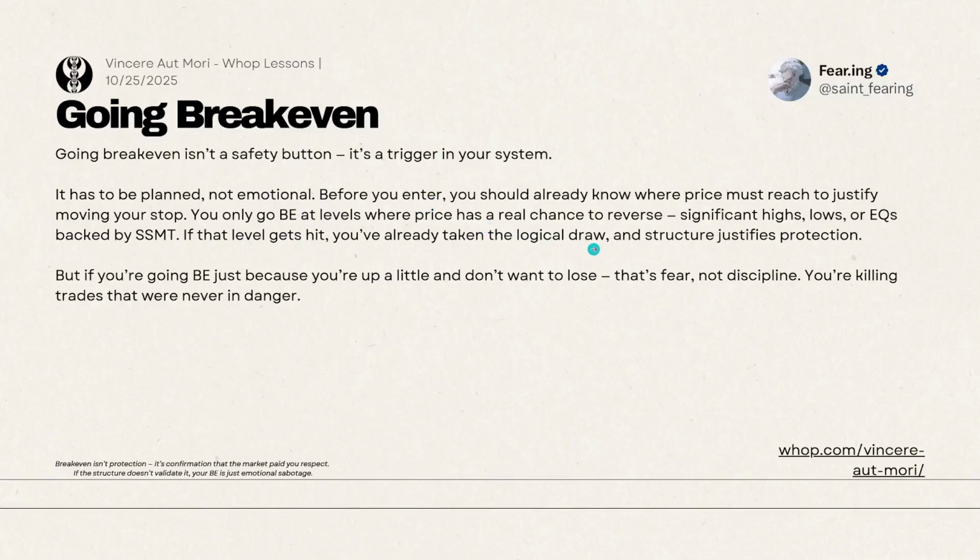Before you enter, you need to know exactly where you're going to partial at, exactly where to TP at, and specifically where you're going to go break even at. It has to be decided beforehand. If you do not know, then do not enter the trade.